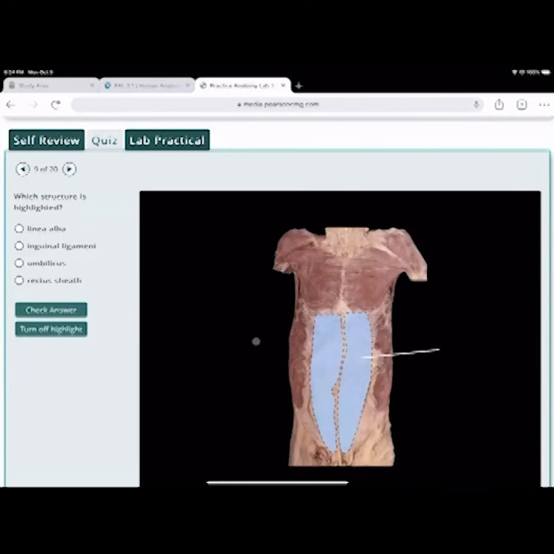And what structure is highlighted here? The rectus sheath. Turn off the highlight. Yeah, if you turn off the highlight, you can see the white material there. That's that connective tissue covering over it, the rectus sheath. So that's your rectus sheath.